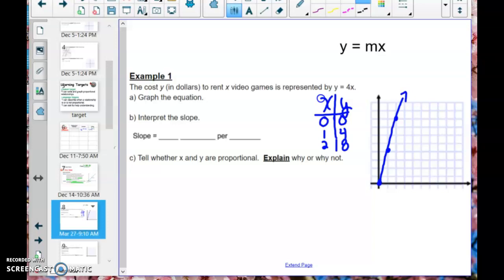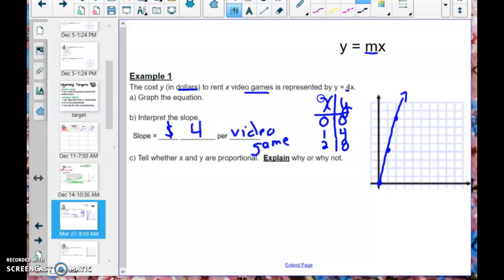Now, part B says interpret the slope. Well, remember the slope is that number in front of the x. So my slope would be 4 for this one. Well, what does it mean in the relationship? Remember, it would be $4 per video game. Because remember, it's always y over x. My y is dollars, my x is video games. So it would be $4 per video game.